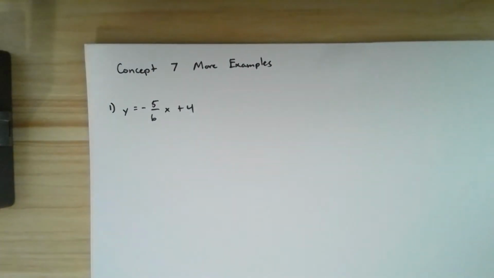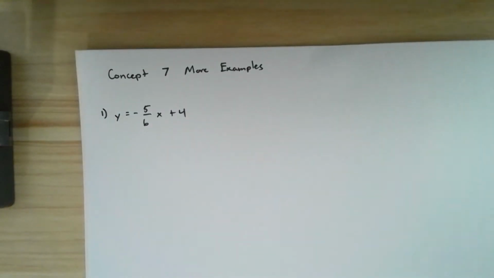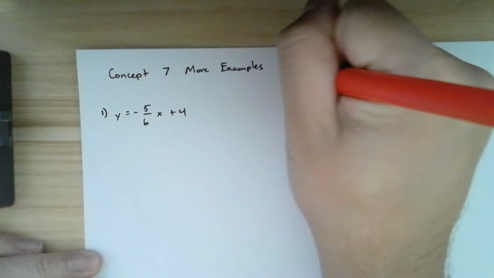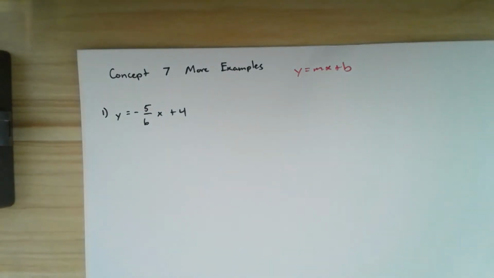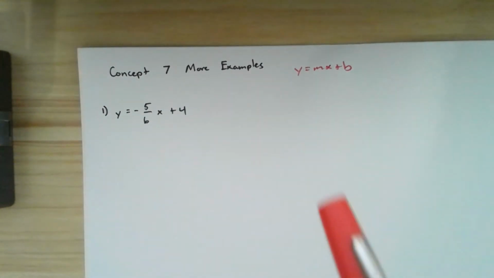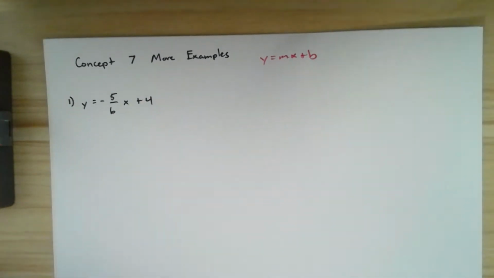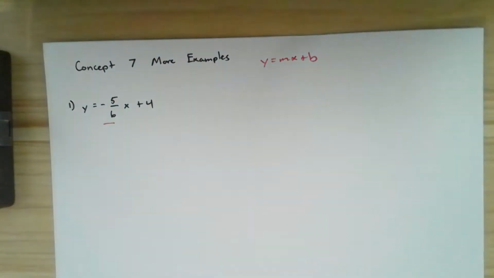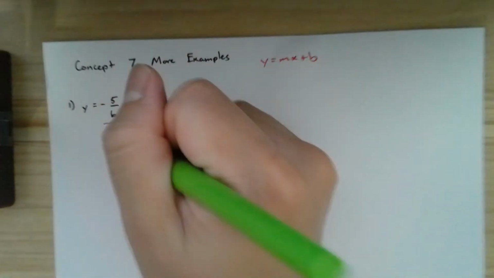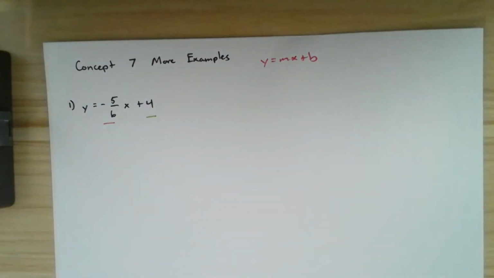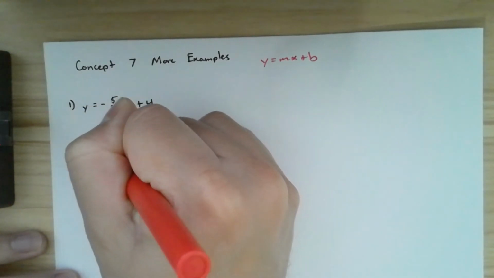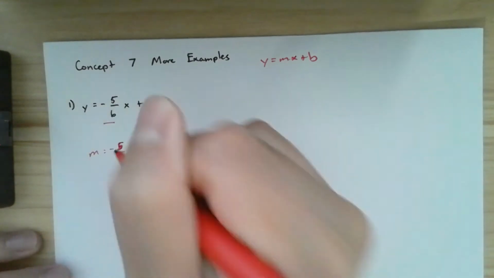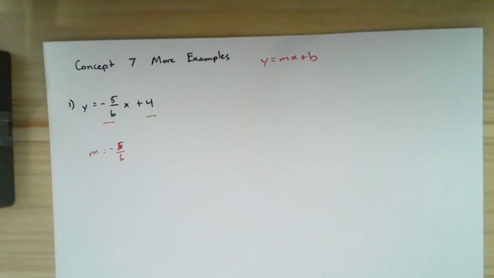is this right here, right? And recall that slope-intercept form, this is from Wednesday's lesson, it's supposed to look like this, right? And if you notice, it's already in that form, so I don't have to do anything to it. Here's my slope, here's my y-intercept, right? My slope is -5/6, and my y-intercept is 4.